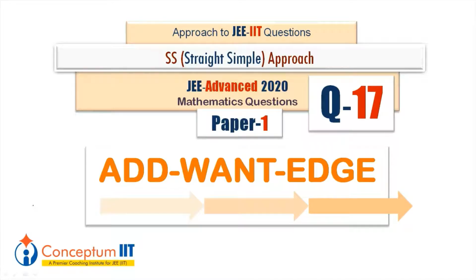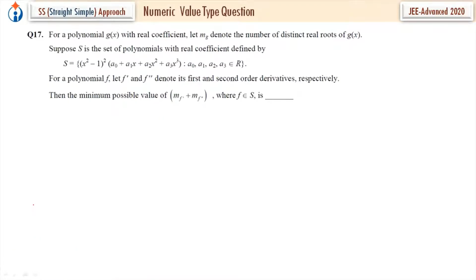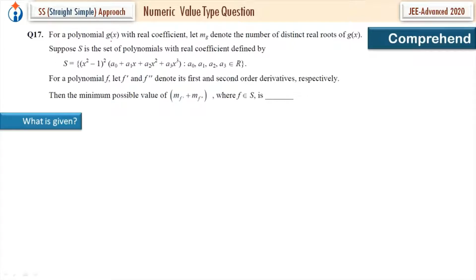Question number 17. Let's comprehend. What is given? For a polynomial g(x) with real coefficients, let m_g denote the number of distinct real roots of g(x). Suppose S is the set of polynomials with real coefficients defined by S is equal to this.